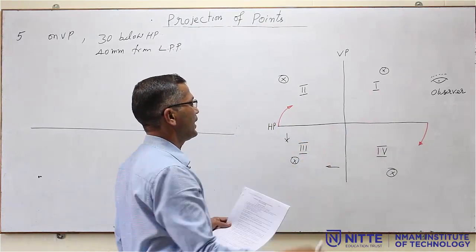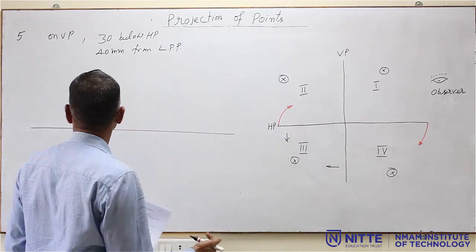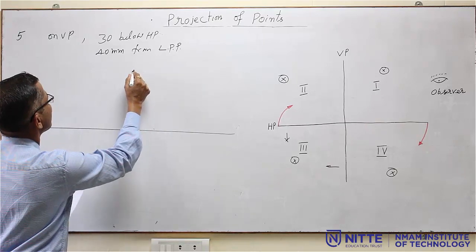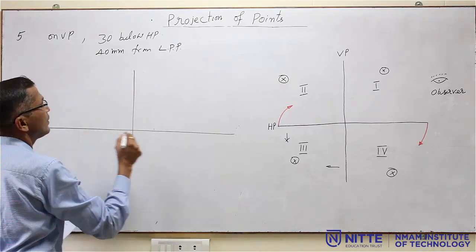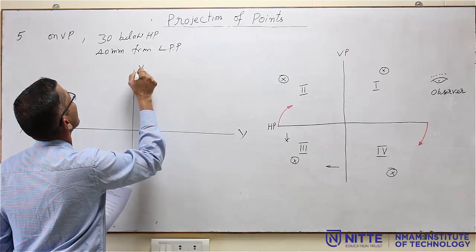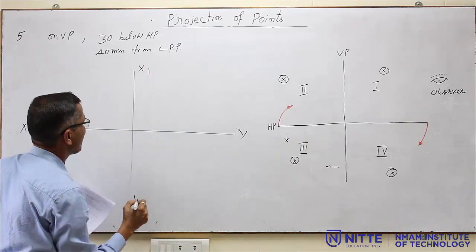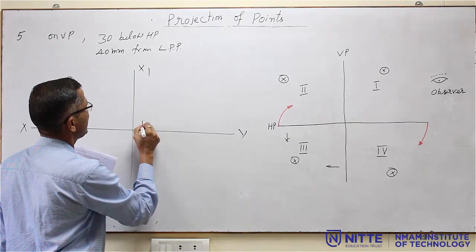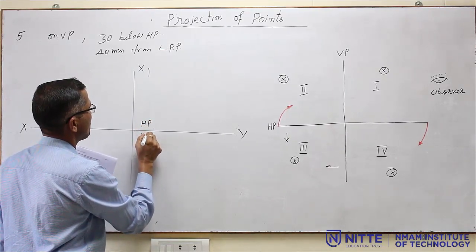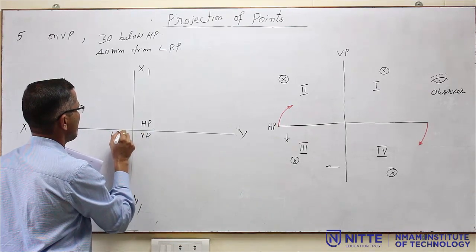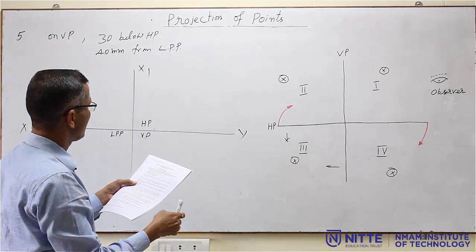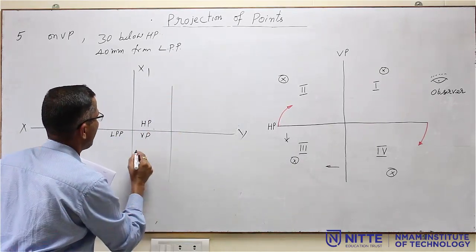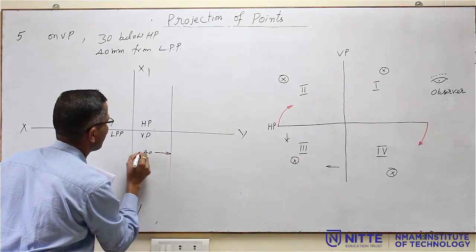Now I will take it as third quadrant and solve. I will prepare the grid for this, and they told that it is LPP. So this is X, Y, X1, Y1, and I will take this as third quadrant. That means this is HP, this is VP, and this becomes LPP. Now from the profile plane it is 40 mm. So from here you measure a distance of 40 mm and dimension this. This is 40 mm.